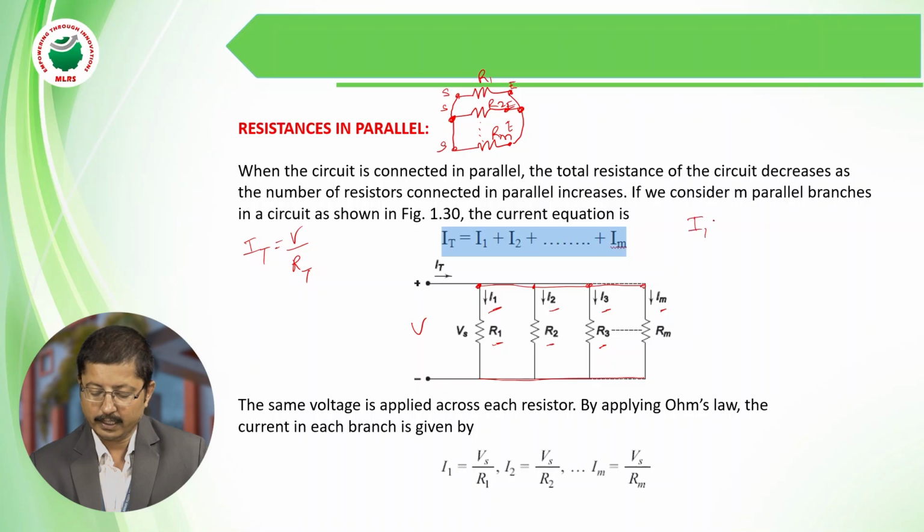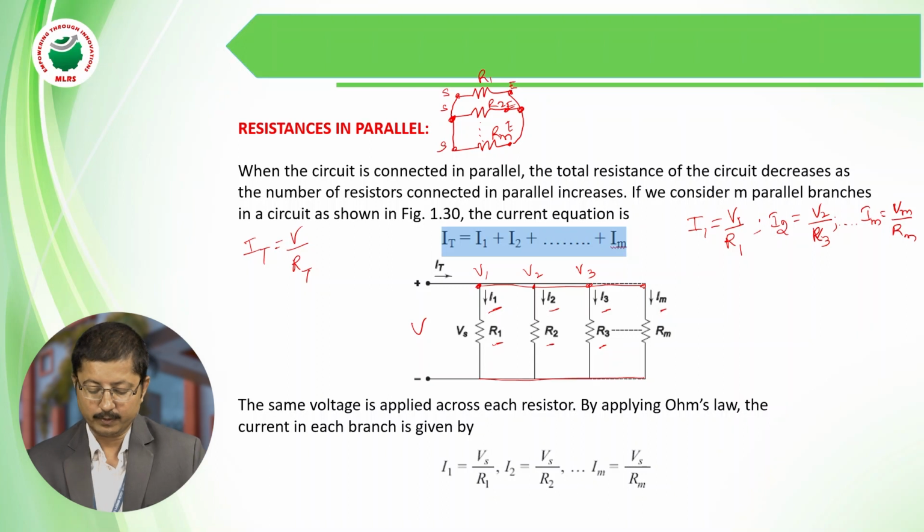According to Ohm's law, the current I1 is equal to V divided by R1. Or we can write V1 divided by R1, where V1, V2, V3 are the voltages at these nodes. Similarly, the current flowing in the second branch is V2 divided by R2. Similarly up to so on. So Im is equal to the current flowing in the last branch, that is Vm divided by Rm.